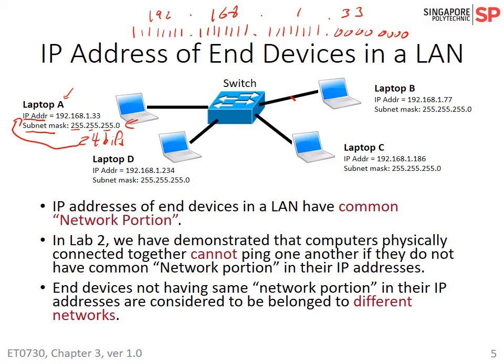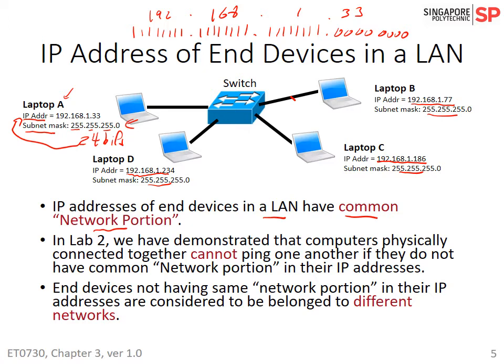So if you look at the IP address for laptop D, laptop C, and laptop B, they are all in the same network as laptop A. And of course, you also need to look at the subnet mask. Their subnet masks are all the same, and this means that they are all in the same network because all 4 laptops start with 192.168.1. So they have the common network portion if they are in the same local area network.